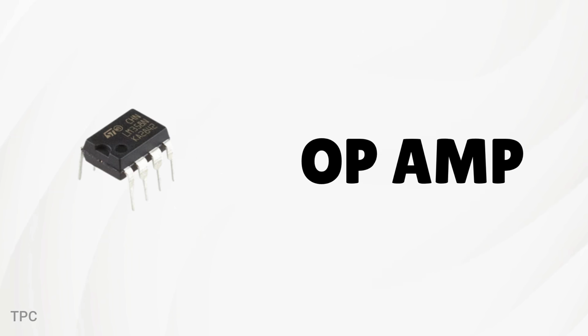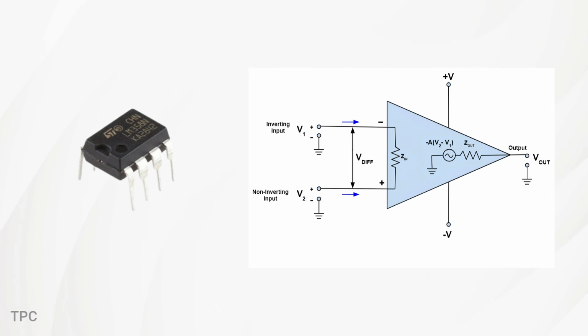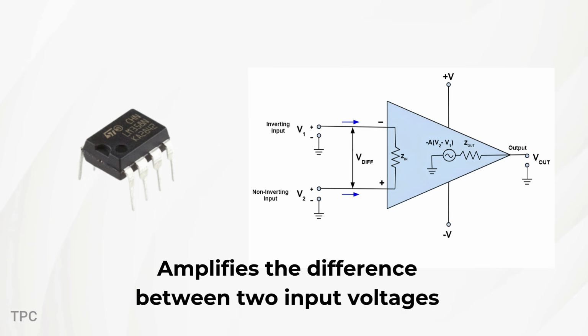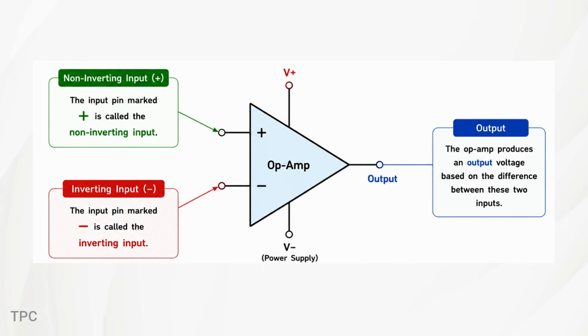And that's where the operational amplifier comes in. An operational amplifier is an IC that is designed to amplify the difference between two input voltages. It has two input pins, one called the non-inverting input and the other called the inverting input. The IC continuously compares these two inputs, and based on their difference, it drives the output accordingly.